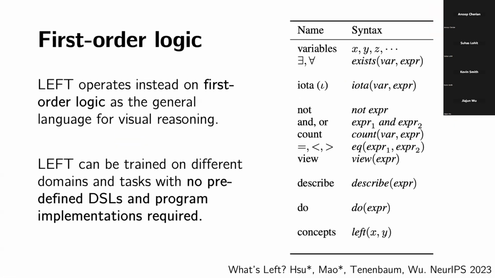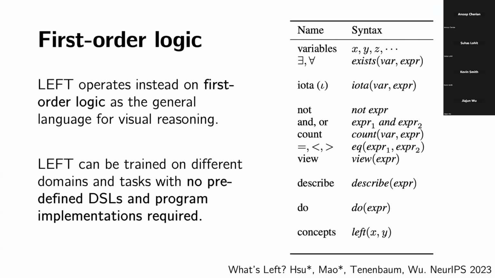Okay, so people are asking, what are the predicates, or what is the logic you think about? Is it domain specific? It's not domain specific. It's like you open any logic textbook, you find it. It's the first order logic, where all the primitives are listed here, and they're all implemented differentiably. It can train on different domains and tasks with no predefined DSL.